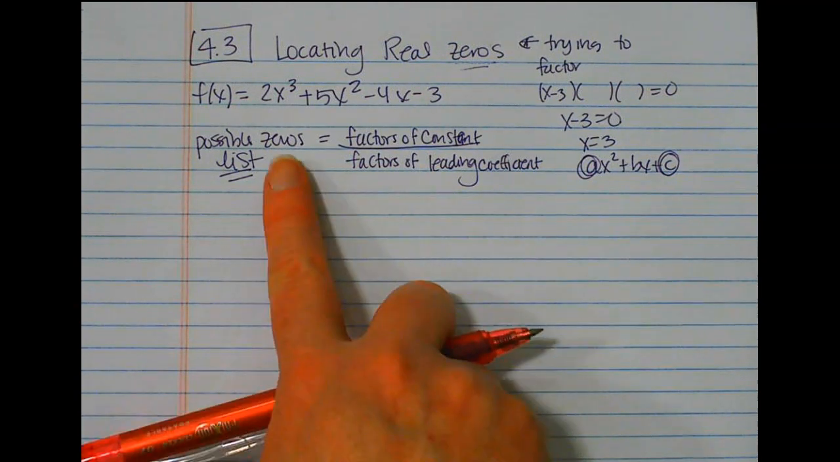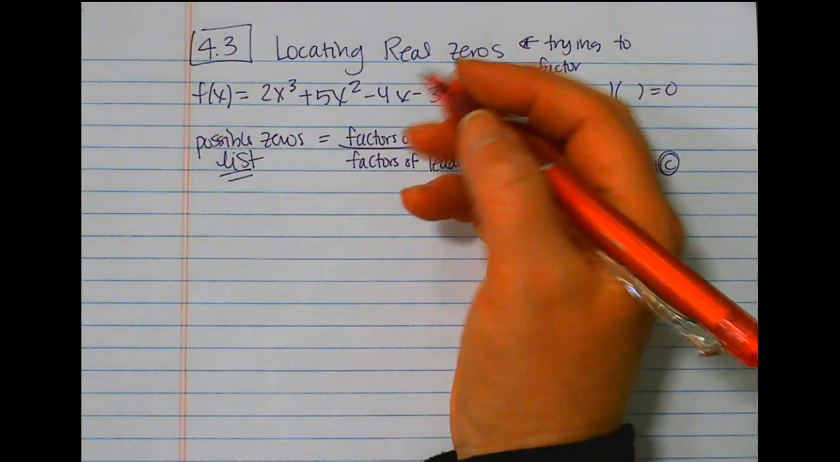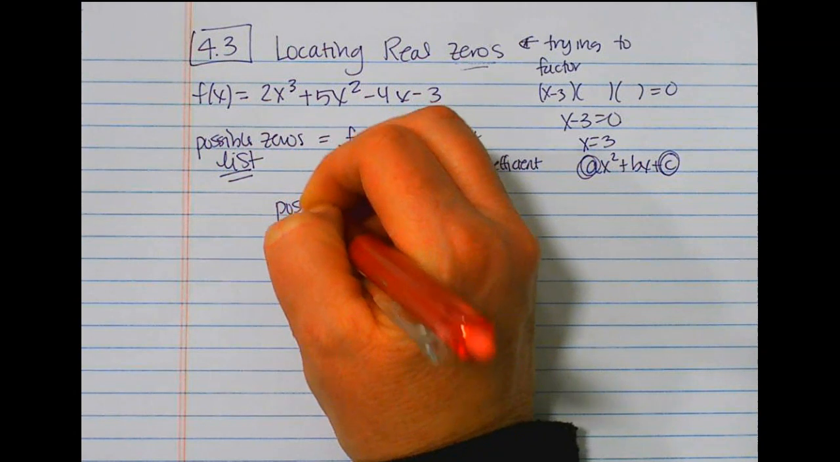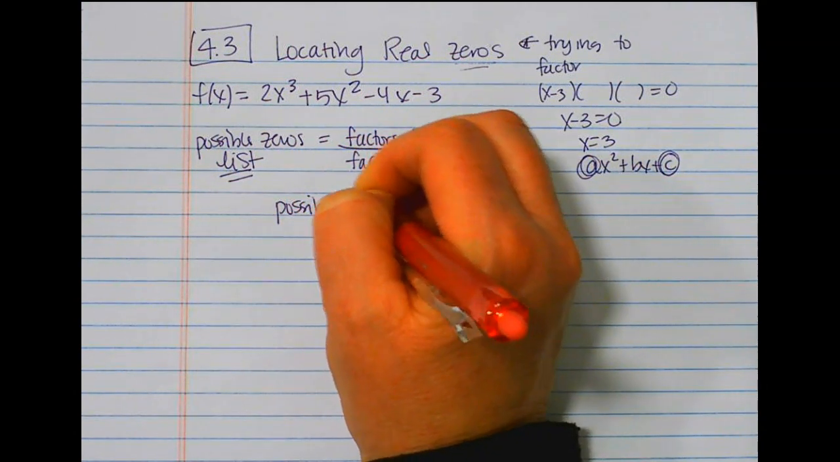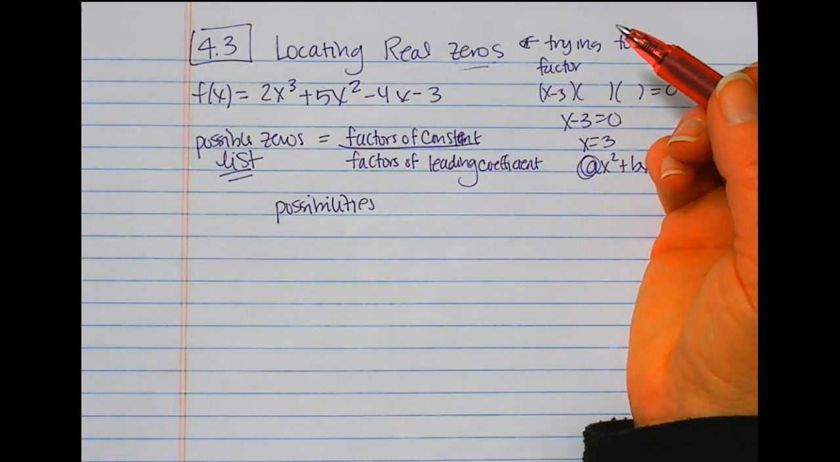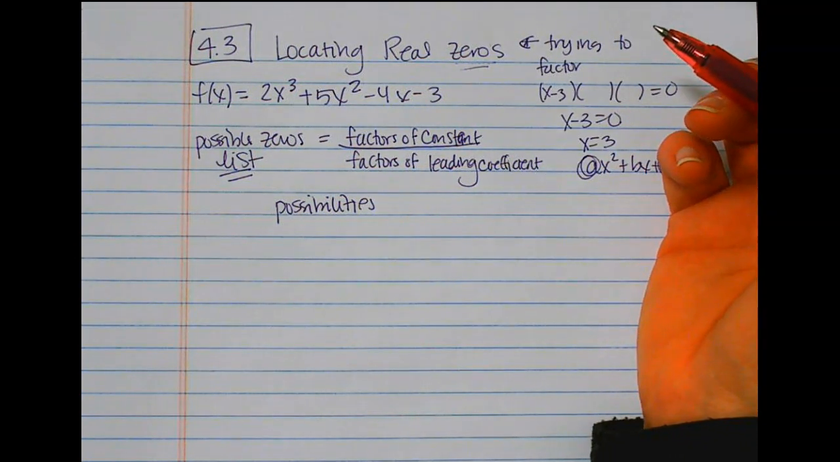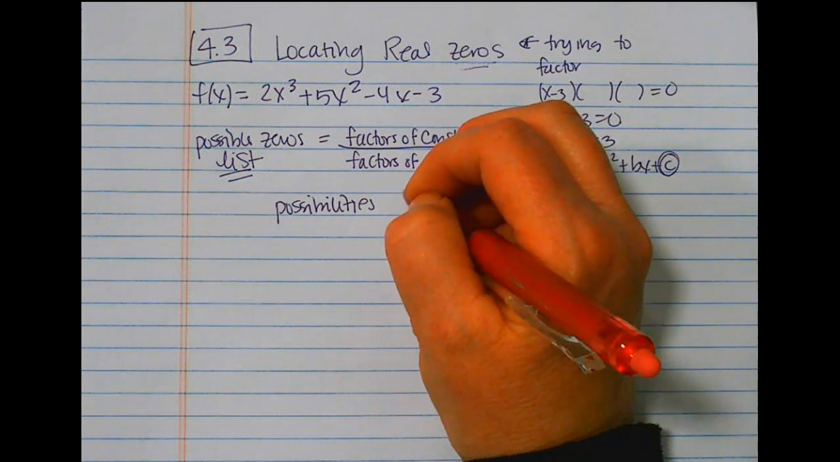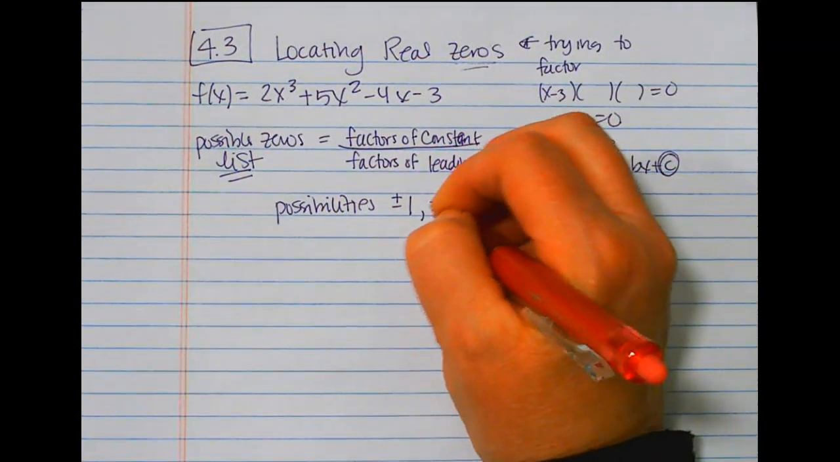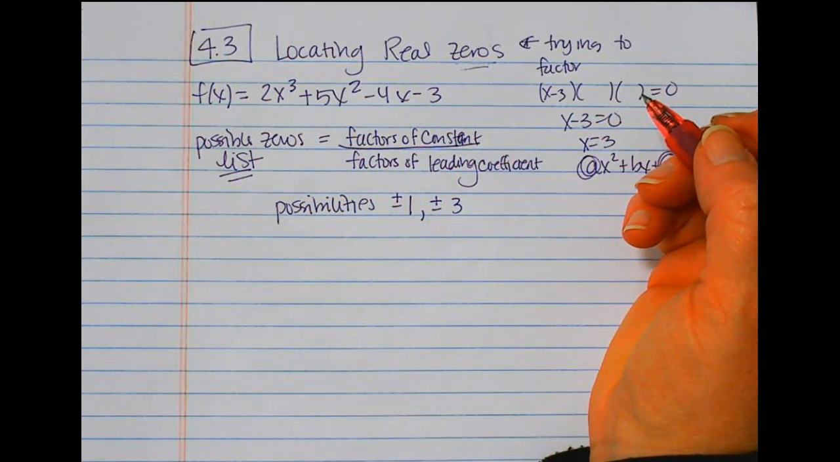So first we're going to make a list of the factors of the constant. So that's going to be, so these are my possibilities. What are the factors of 3? There's just 2 of them. What are they? 1 and 3. So when we make our list, we're going to put a plus or minus with the 1 and a plus or minus with the 3. Because it could be either sign, I don't know yet.